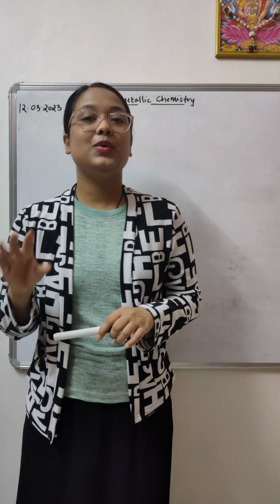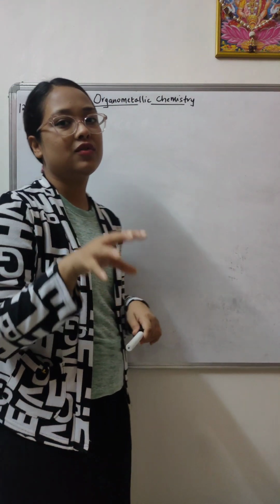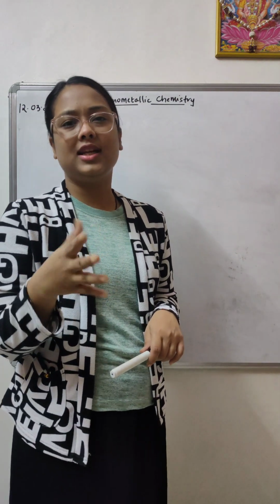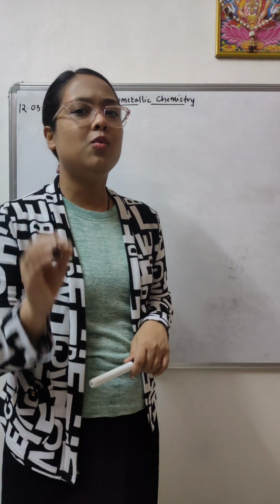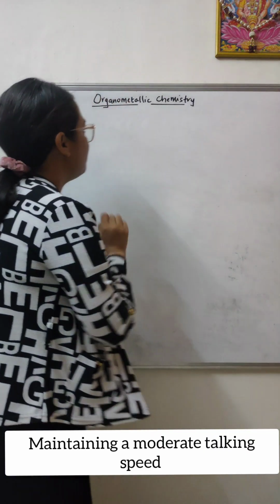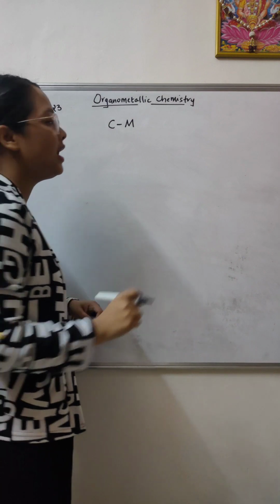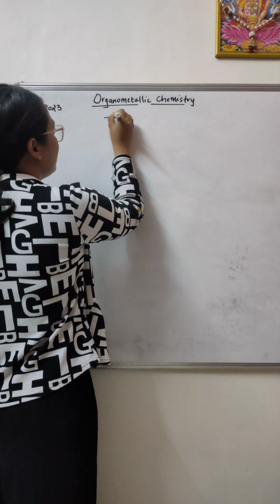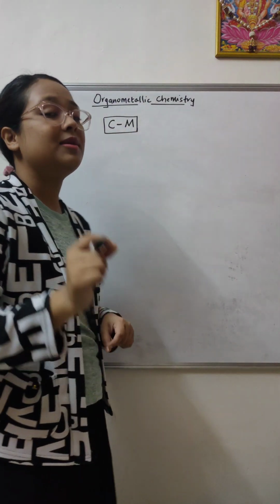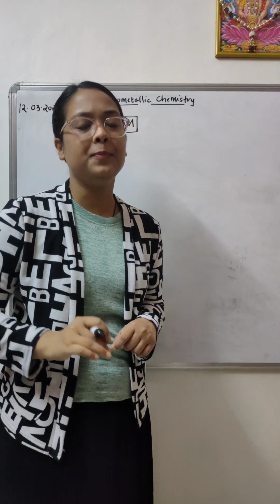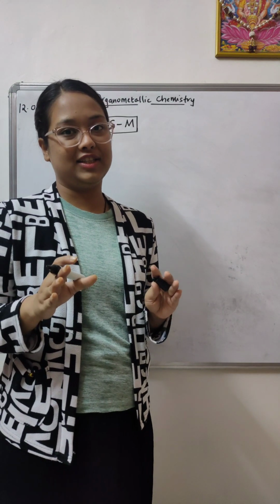Okay, so let us start with the definition of organometallic chemistry. Organometallic chemistry is a branch of chemistry, falling majorly under inorganic chemistry, wherein we study organometallic compounds. Now what are these organometallic compounds? Compounds which contain a carbon-metal bond are known as organometallic compounds, and these are studied under the branch of organometallic chemistry. The definition is pretty simple, and let me tell you, you don't have to learn this definition by heart.